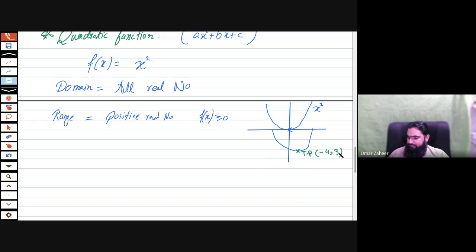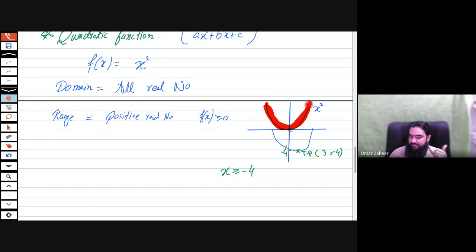Sorry, 3 comma minus 4, because the y value is minus 4. So if we are going to talk about the range, f of x is greater than or equal to minus 4, because the answer is all values greater than minus 4. You have different quadratic equations, so we have different turning points. We know that the shape of the quadratic graph is always like a U shape.